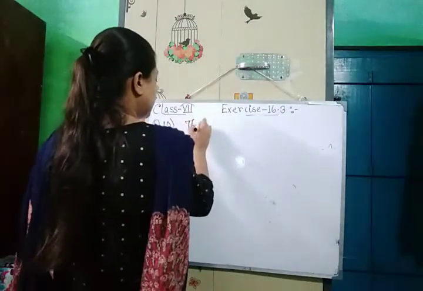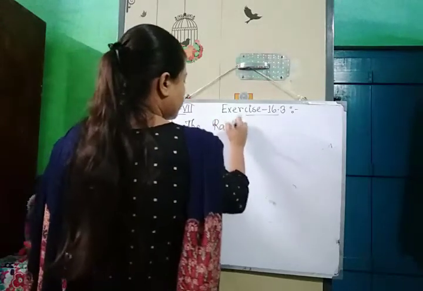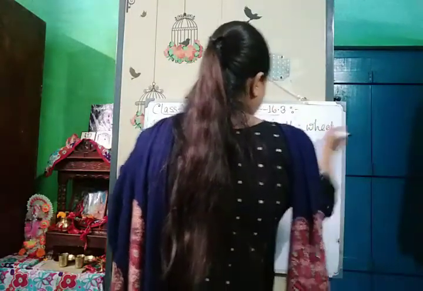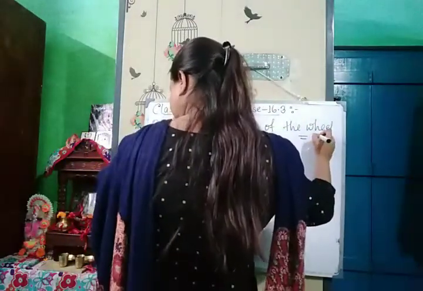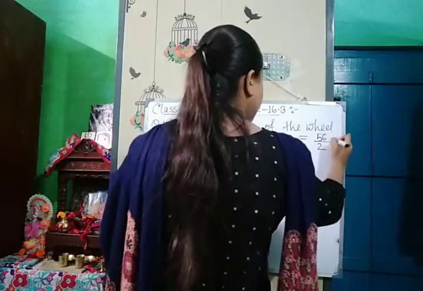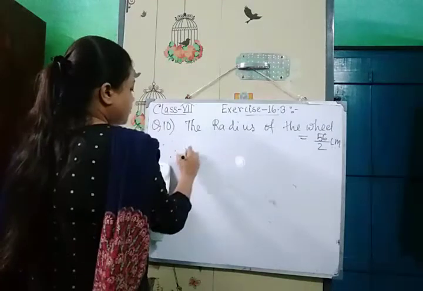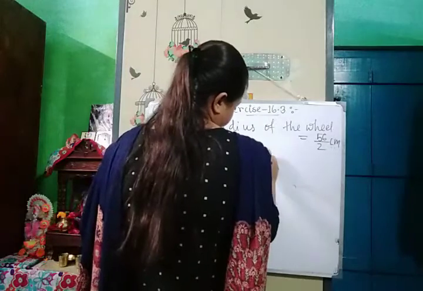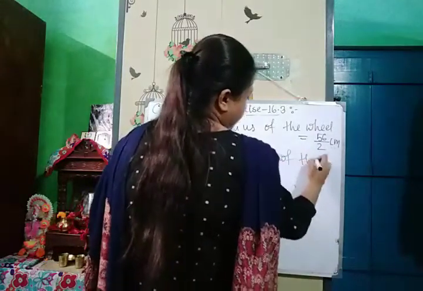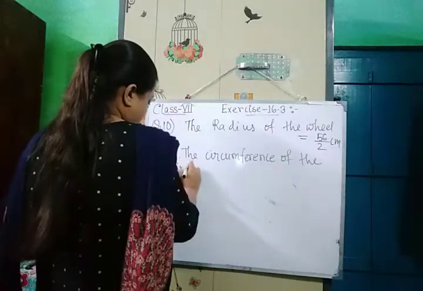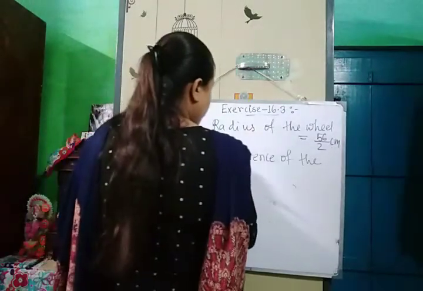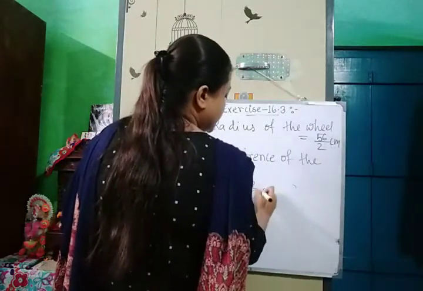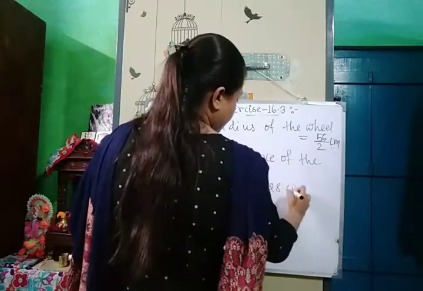So just write down the radius first, because the diameter is given. Radius of the wheel is equal to diameter, which is given as 56, so 56 by 2 centimeter, that is 28 centimeter. Therefore the circumference of the circle is 2 pi r, which is 2 into 22 by 7 into r, where r is 28 centimeter.